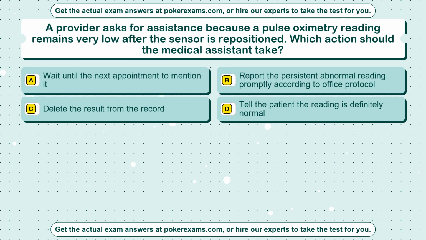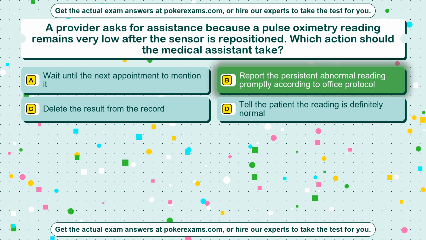Question 89. A provider asks for assistance because a pulse oximetry reading remains very low after the sensor is repositioned. Which action should the medical assistant take? Option A. Wait until the next appointment to mention it. Option B. Report the persistent abnormal reading promptly according to office protocol. Option C. Delete the result from the record. Option D. Tell the patient the reading is definitely normal. The correct answer is option B.